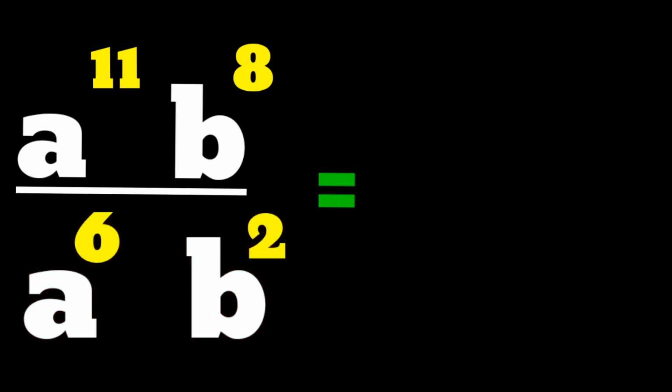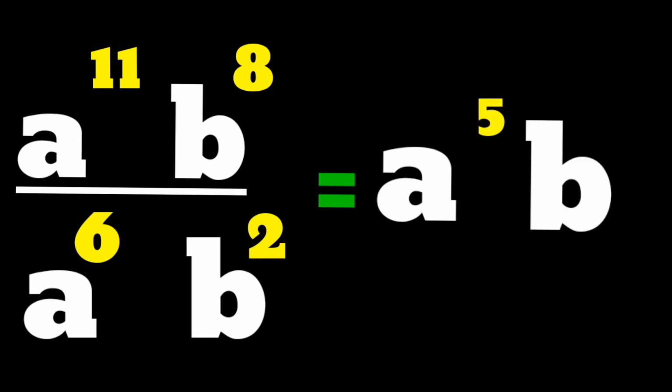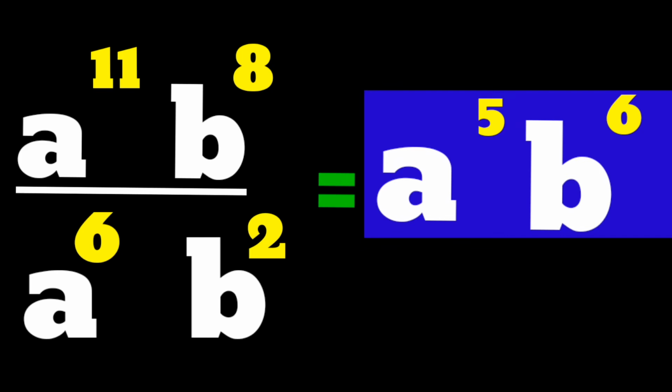Example 3. a to the 11th power, b to the 8th power, divided by a to the 6th power, b to the 2nd power. Copy the base a and subtract exponents. 11 minus 6 equals 5. Copy the base b and subtract exponents. 8 minus 2 equals 6. And the final answer is a to the 5th, b to the 6th power.